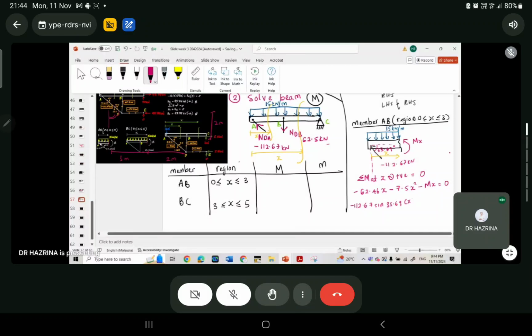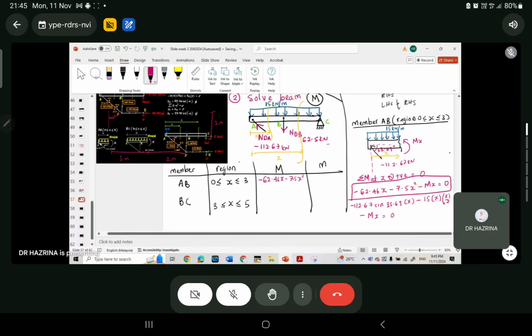Darab X kan? Betul. And then tolak 15 darab X per 2, darab X per 2 tolak MX sama dengan kosong. Okay, so ini full equation dia. Which means you simplify dia dapat yang ini. Faham ke semua orang? So dekat sini you akan dapatlah negatif 62.46x tolak 7.5x kuasa 2.